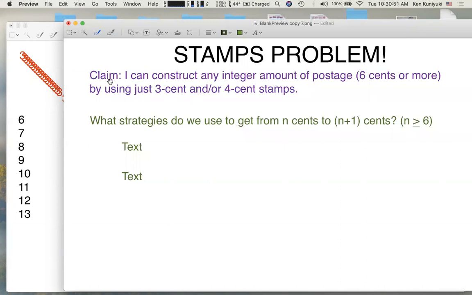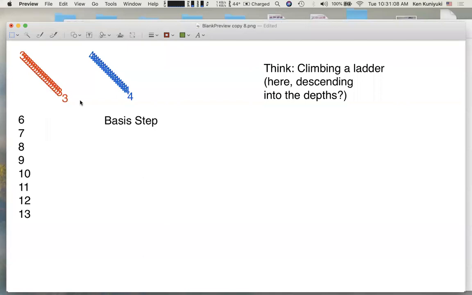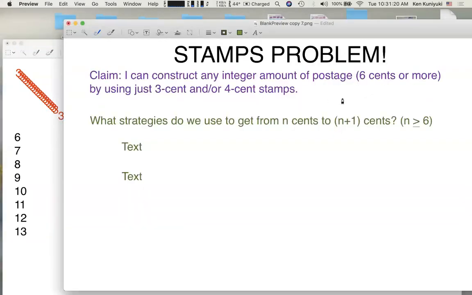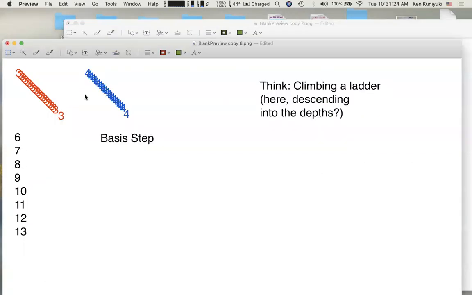Here's my claim, and there are various stamps problems like these. But here's my claim here. I can construct any integer amount of postage of 6 cents or more by using just 3-cent and or 4-cent stamps. So if I had a machine, like a counterfeiting machine, shame on me, that can produce infinitely many 3-cent stamps and infinitely many 4-cent stamps, I make the claim that if you give me an integer number of cents, 6 or higher, I can construct that amount of postage by just using these stamps.